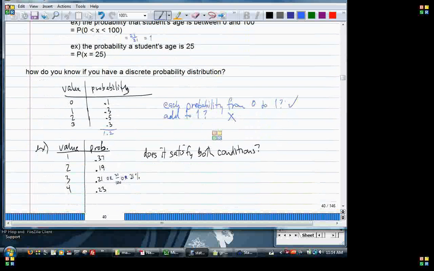So what about this table? Does this represent a probability distribution? The first value has a probability of 0.37. The next value, which is 2, has a probability of 0.19. The next value, which is 3, has a probability of 0.21, and the next value, which is 4, has a probability of 0.23. So first of all, does it satisfy the first condition? All the values from 0 to 1? Yes. Next thing we have to check is, do they all add to 1? So, do they? Calculator. Yes, they do. So this represents a probability distribution.